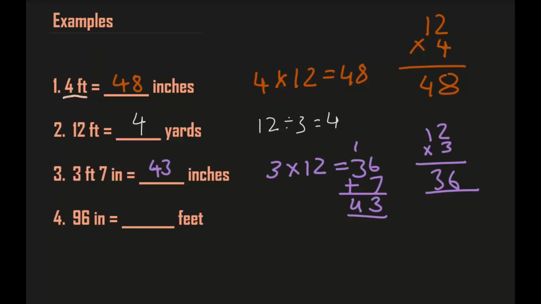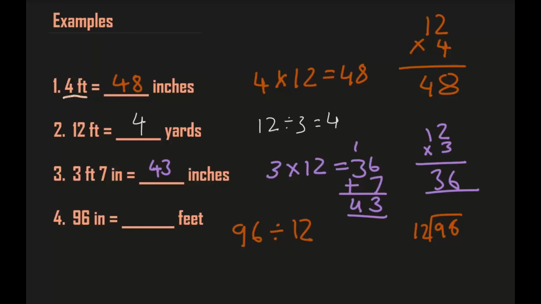So first off, we're going to do 96 divided by 12, because 12 inches is 1 foot. This is pretty similar to what we did in the second problem, except it's from inches to feet instead of feet to yards. So we're just going to divide. I'm going to do it right here, 96 and 12.